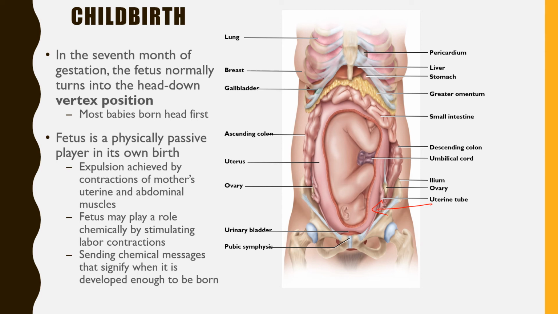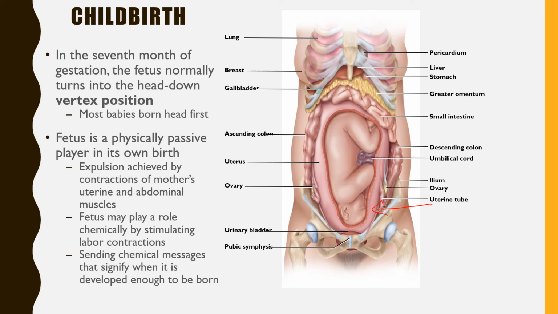Now, this seems obvious, but we always have to say it: the fetus is physically passive during the birthing process. That's just saying it's not going to be kicking out with its legs or moving its arms to help in any way that's conducive to getting the baby out. So it is physically passive, but it's not chemically passive, because remember, it's also going to be releasing oxytocin, which can help stimulate contractions. So it can be chemically active with its own hormones, but physically, no.